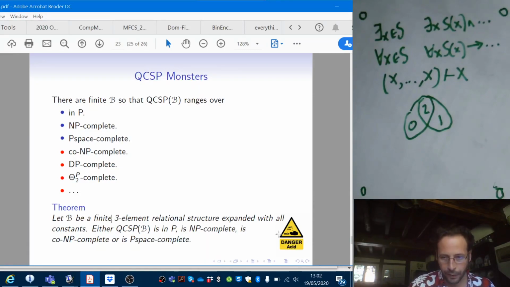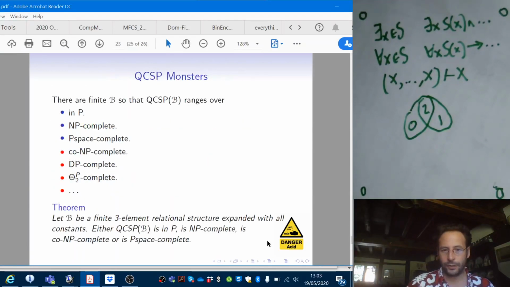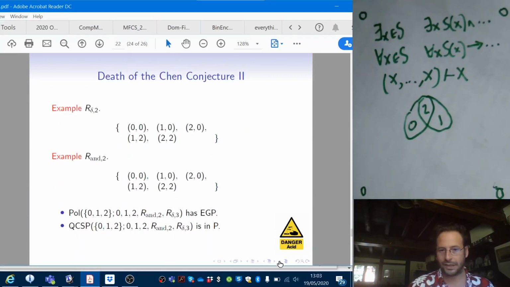And this proof and the way in which it shows these different complexity classes is very involved and is very complex. And it's for that reason that these complexity classes were not found beforehand, despite that much work was done on them. So the Chen conjecture has now succumbed. It's false. It's false in the strongest way, because there are even these EGP cases where the QCSP is in P. So that's a very strong contradiction to the Chen conjecture.